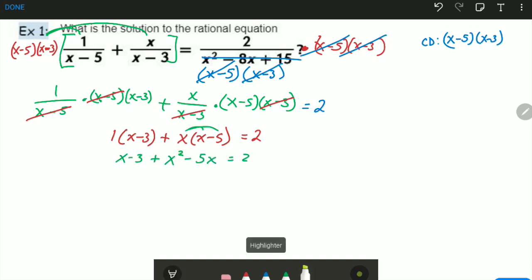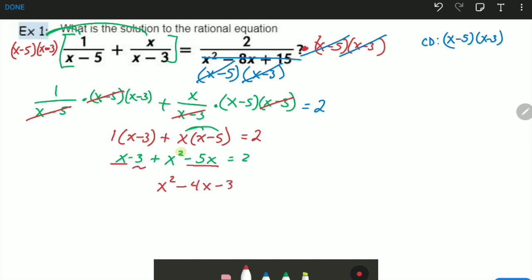Based on the fact that we have a squared there, I'm going to say this is a quadratic, at least for now. So I'm going to go ahead and combine like terms before moving everything to one side. So my x and my negative 5x will combine. And since it is a quadratic, I'm going to go ahead and write it in standard form. But they'll combine to be negative 4x.